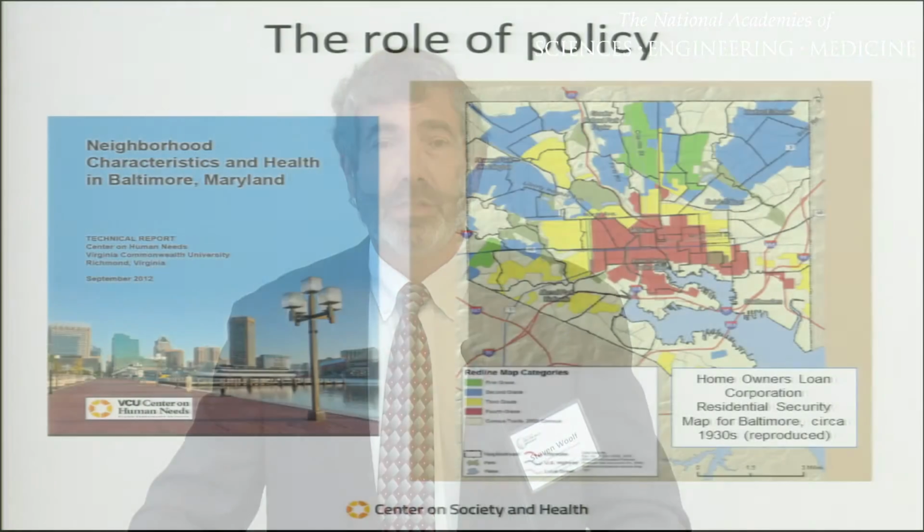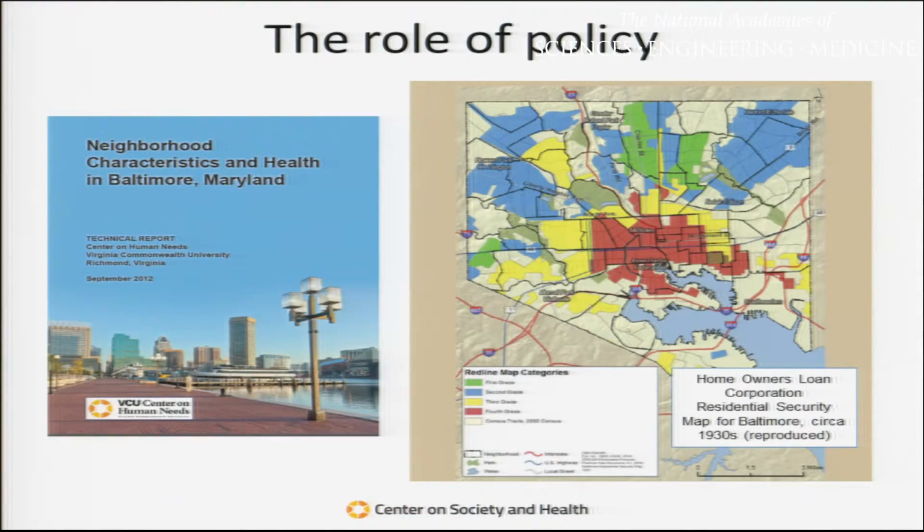So for example, this is a report that we did a few years ago for Baltimore, where we looked at factors affecting health disparities in various neighborhoods of Baltimore and took up the question of redlining, which was housing policies set up in the 1930s that pretty much cast the die for neighborhoods in Baltimore to go into a cycle of persistent poverty and disadvantage and unemployment and so forth.